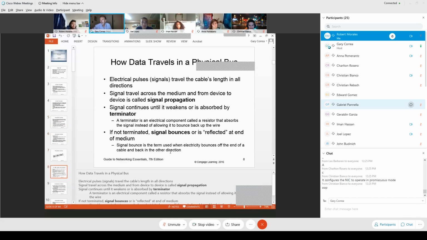One last time before I move on. On my test, the bottom dot: signal bounce is a bad thing. We prevent signal bounce with the dot above it, if we terminate it. And the big cuidado is this one. This only applies to a bus. This does not apply to any other topology.